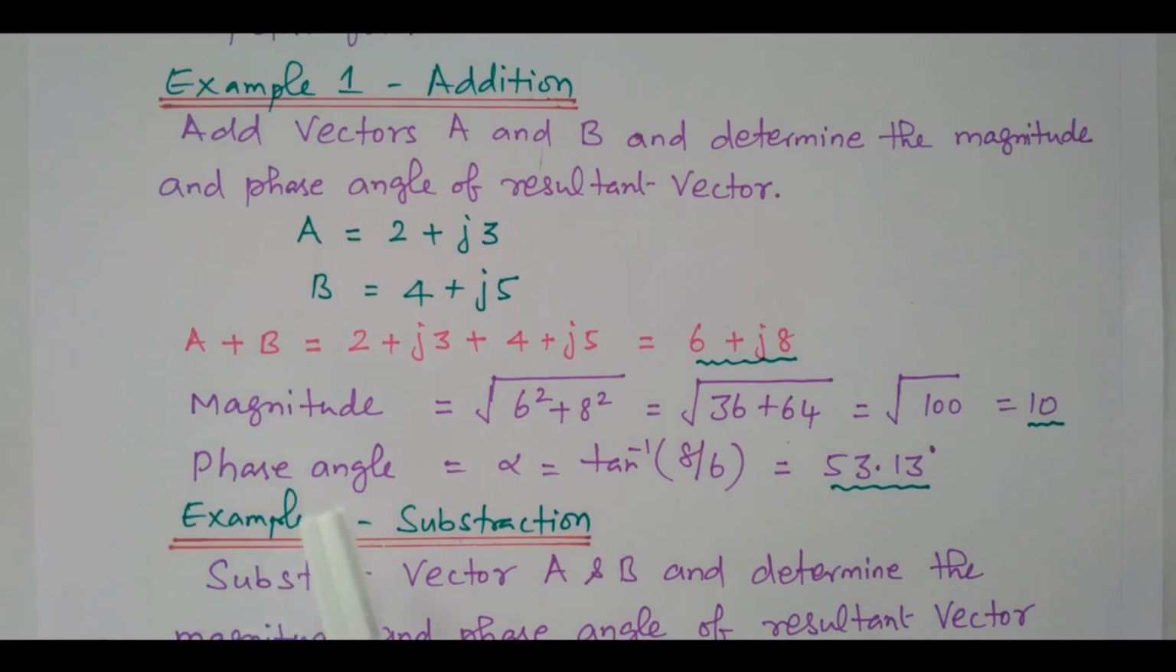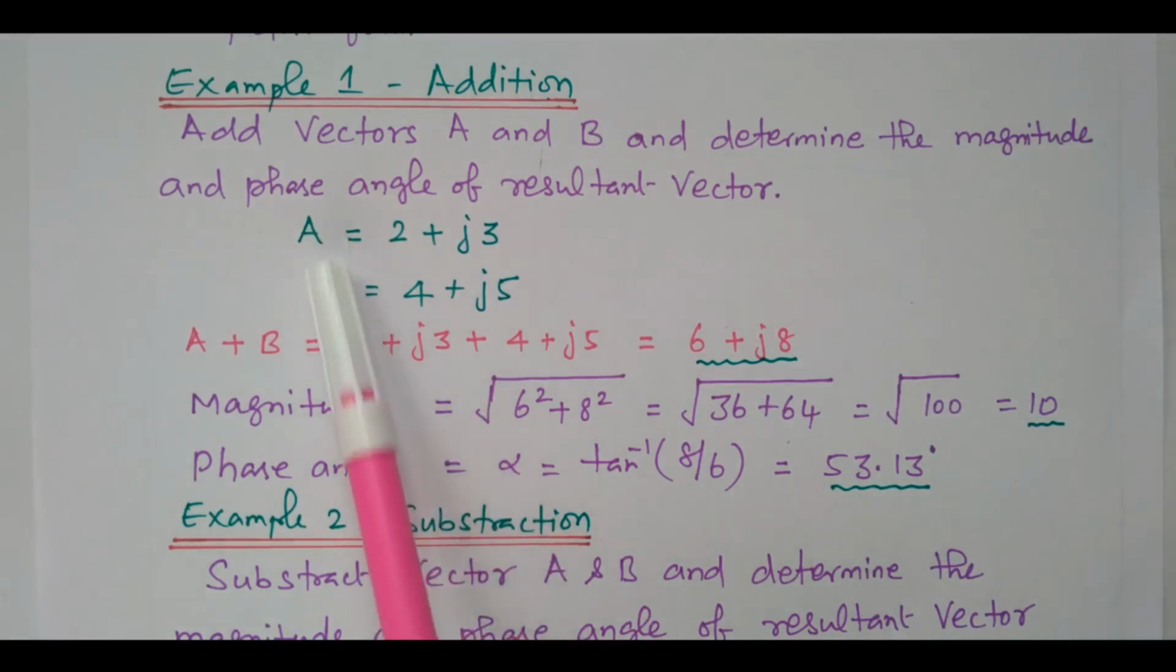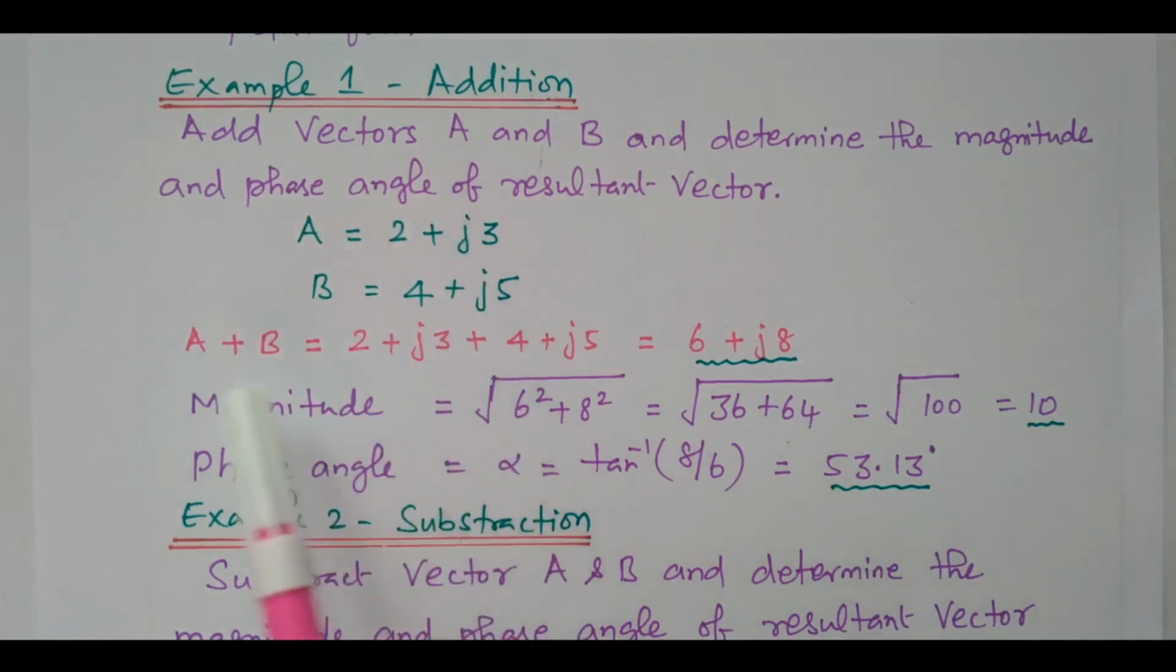And one more question is, we need to find the magnitude and phase angle, that is, the polar form. How will you find the magnitude? Square root of real term square plus imaginary term square, 6 square plus 8 square, so that is equal to 10. Then how will you find the phase angle? Tan inverse of imaginary term by real term, 8 divided by 6, that is 53.13 degrees.